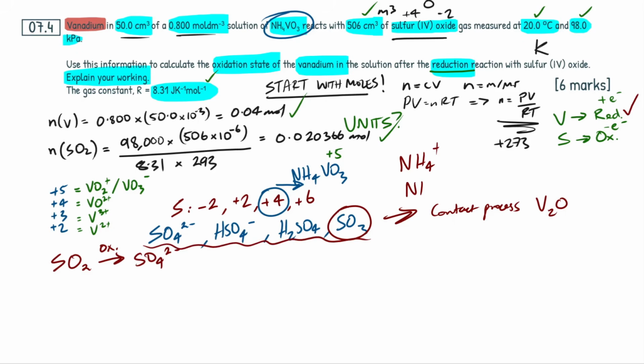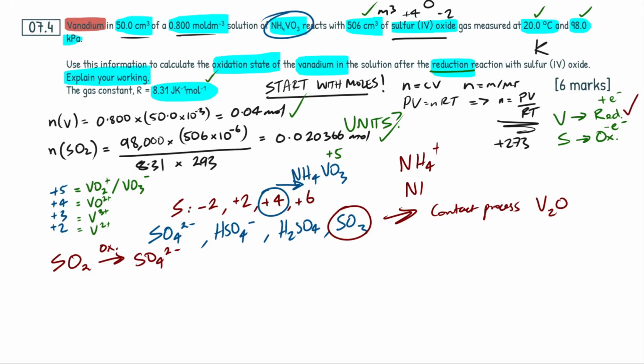As long as the sulfur is +6, you're all good to go, right? Now from here, you can follow the same steps in terms of molar ratios, right?